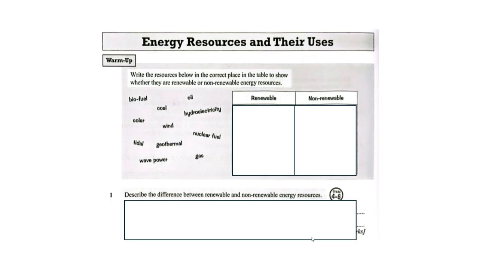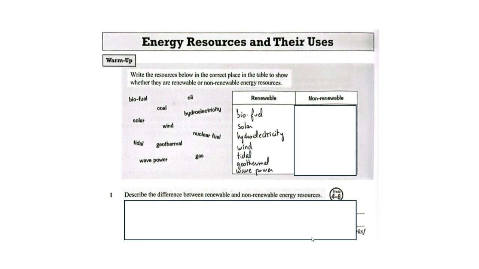Energy resources and their uses. I'm going to try to speed up a little bit. So renewable, remember, it's things that are never going to run out. They're going to be replaced at the same rate as they're being used up. So biofuel, solar, hydroelectricity, wind, tidal, geothermal, wave power are all renewable.